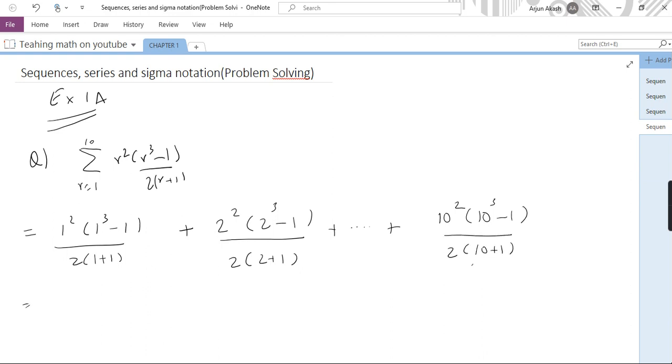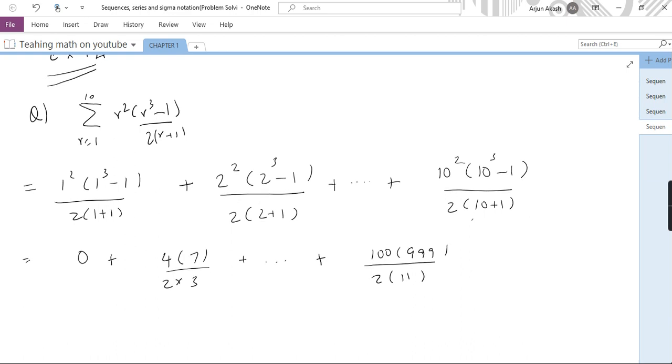And yeah, the first term comes out to be 0, so the entire thing becomes 0, plus this: 2 squared is 4, 2 cubed is 8, minus 1 is 7, 2 times 2 plus 1 is 3, and then we have 10 squared is 100, then 999, and that's over 2 times 11. Yeah, I won't go into the details of this, as this is just simple arithmetic now. But yeah, this is how the general thing works for summation, right?